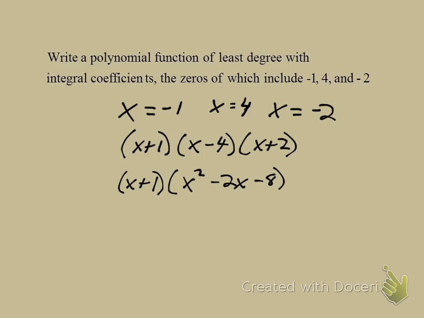Once you get it down to here, this should look familiar to you because we started the chapter with these. So you should know how to do this. So x plus 1 times x squared minus 2x minus 8. Now, here's where I'm hoping you guys have gotten better at this too, because I'm trying to not write as much. I'm lazy.